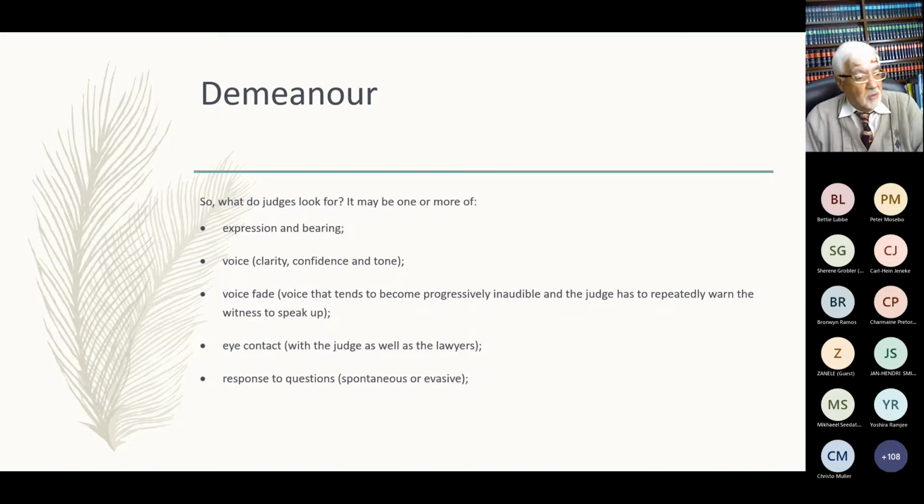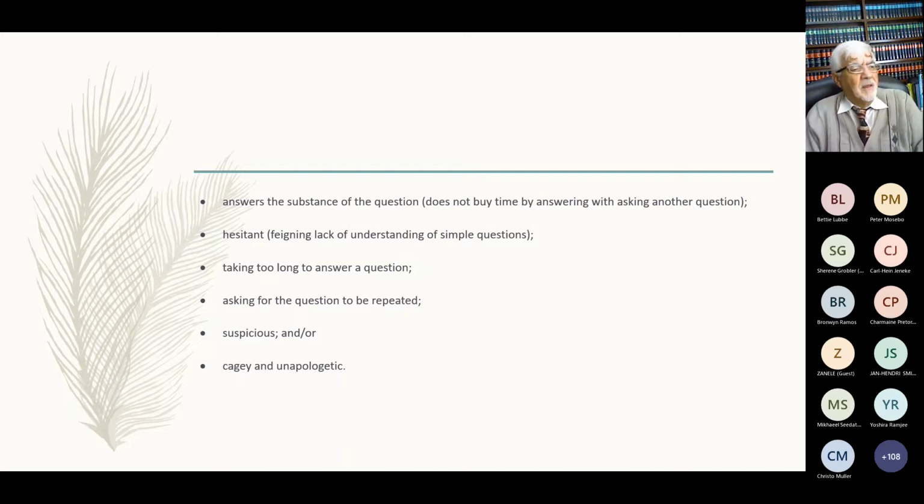Eye contact with the judge and the lawyers, and the response to questions. When you get spontaneous responses, where a witness is genuinely answering the question, judges like that. But when the witness says, repeat that, I didn't understand it, what did you mean by that? And then doesn't answer the question. That's what we call an evasive witness. Does the witness answer the substance of the question? What this means is the witness gives you a response and does not buy time by giving an irrelevant answer or asking you to repeat the question.